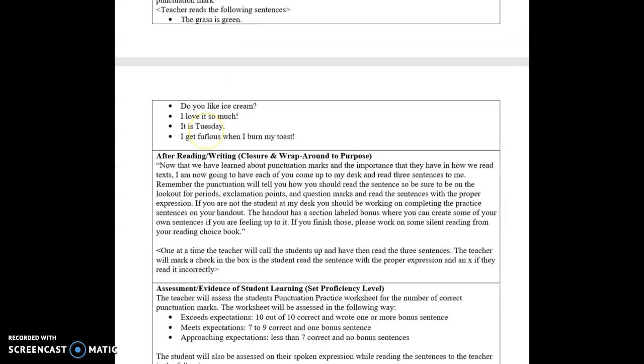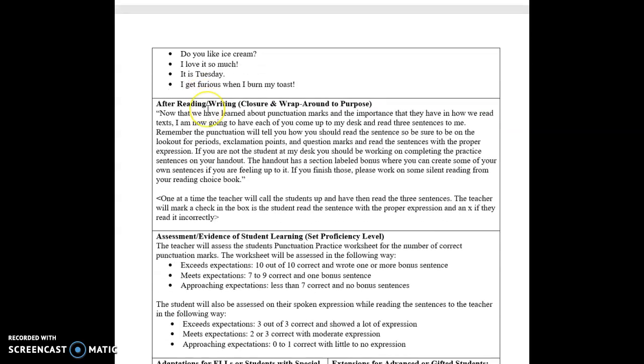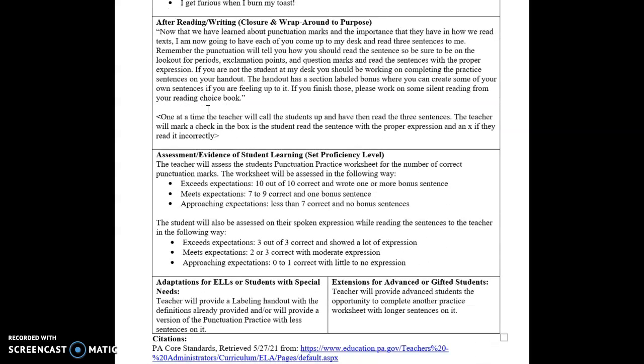The grass is green. Do you like ice cream? I love it so much. It is Tuesday. I get furious when I burn my toast.